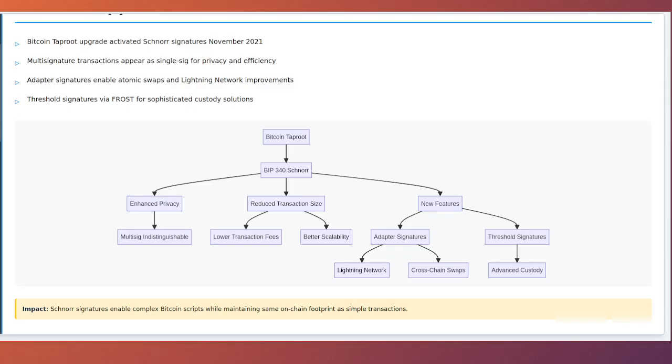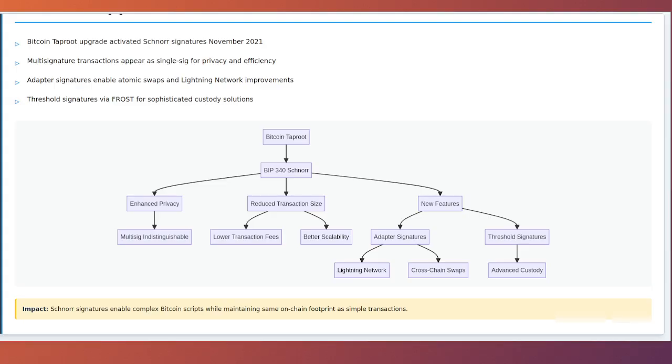The most immediate benefit of Schnorr signatures in Bitcoin is improved transaction efficiency. Before Taproot, multi-signature transactions required revealing all public keys and providing a signature from each required signer, resulting in transaction sizes that grew linearly with the number of participants.